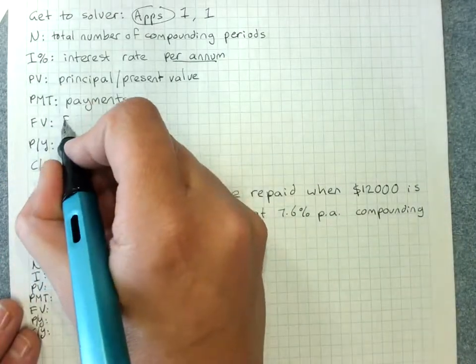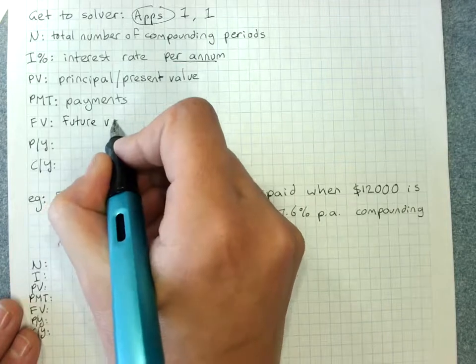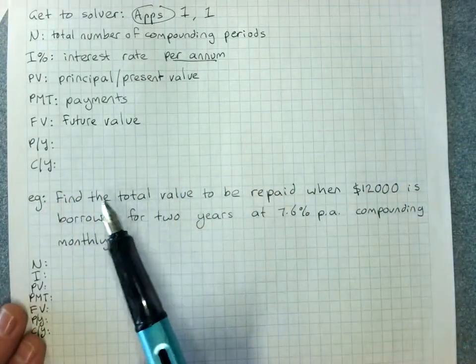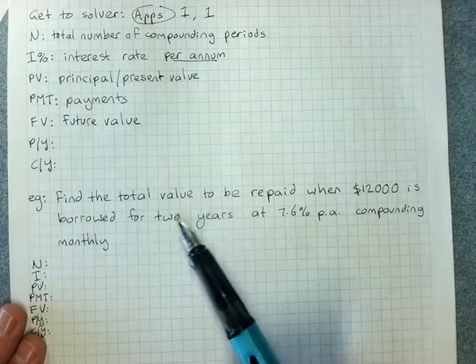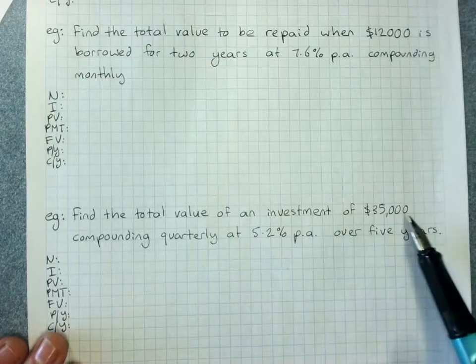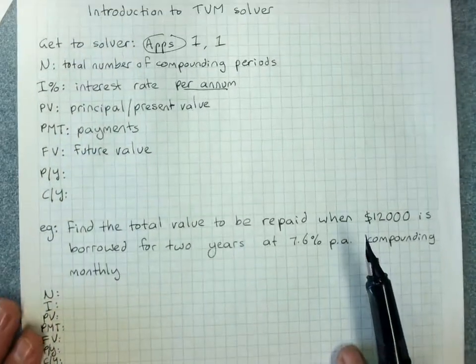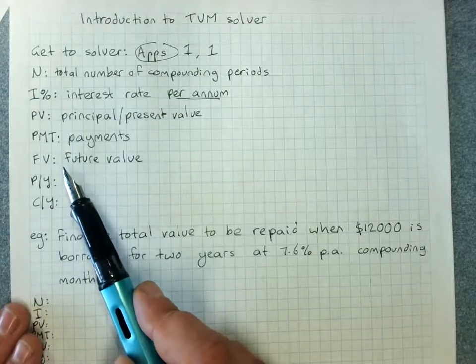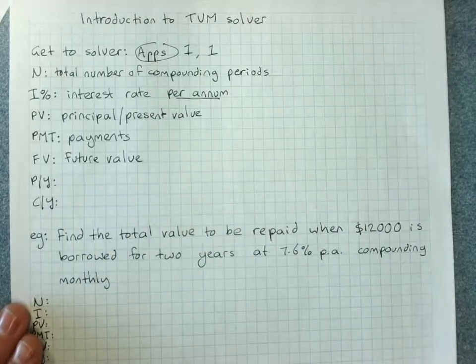FV is future value. And in these problems, it's what we're solving for. Find the total value in 2 years in the future. Find the total value 5 years in the future. So it's looking at the value of the loan or investment sometime in the future.